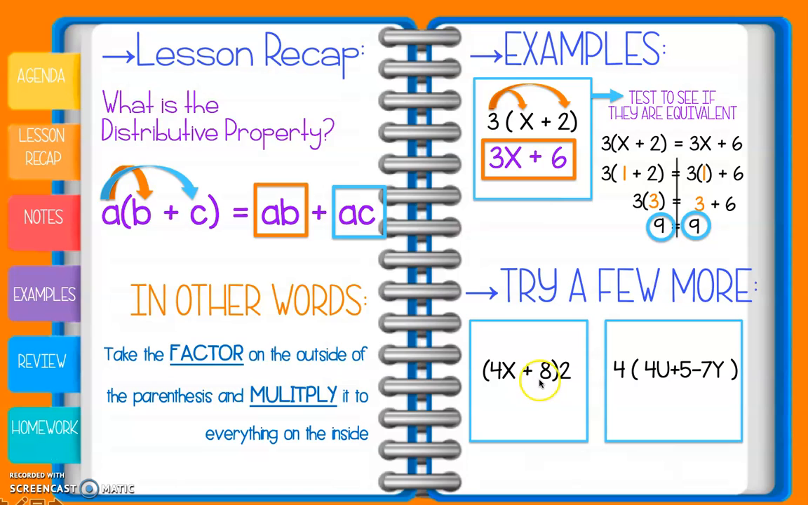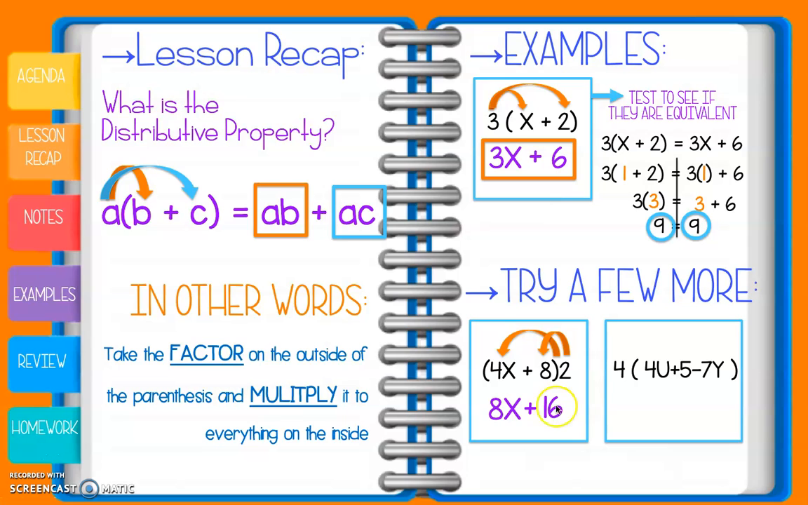Look at this one. It's a little bit different because the factor on the outside of the parentheses is at the end, but that doesn't change anything at all. We're still going to take 2 times 4x. 2 times 4 is 8, and we have our x, so that's 8x. We drop down our addition sign, and then we take 2 times 8, which gives us 16. So our equivalent expression is 8x plus 16.